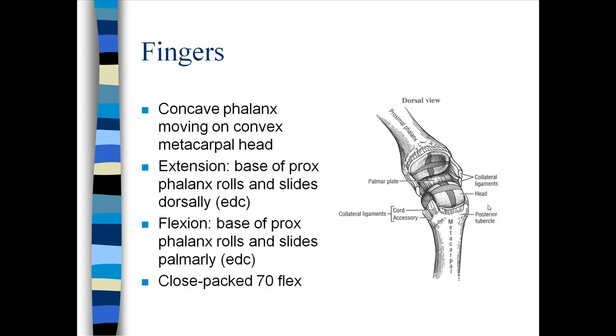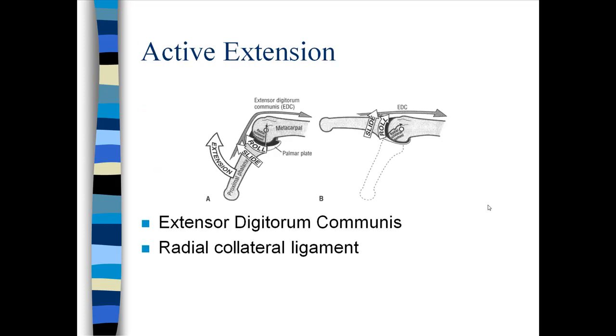When considering the fingers, the metacarpophalangeal joints can also be considered as ball and socket joints. They're classified as condyloid joints, which are modified ball and socket joints. And again, we must consider the arthrokinematics of these joints as well as the physiological movements.